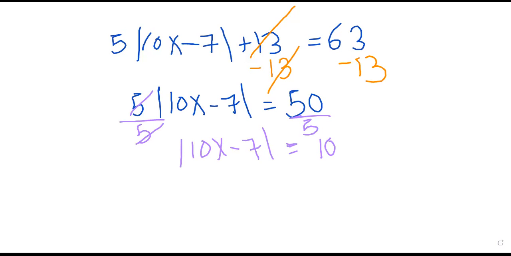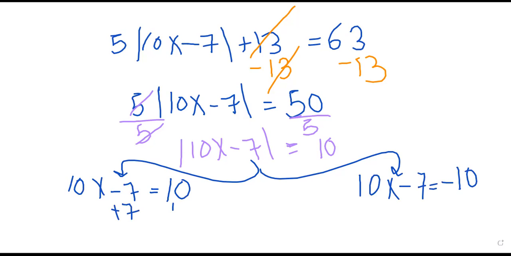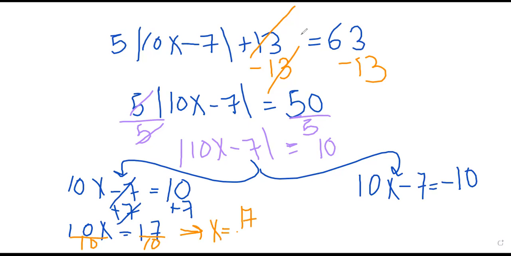All I have to do is write the two cases that I will deal with. So 10x minus 7 is equal to positive 10, and 10x minus 7 is equal to negative 10. I will add 7 to both sides. So 10x will give 17. And then I will divide both sides by 10. So in the first case, x is equal to 17 over 10.